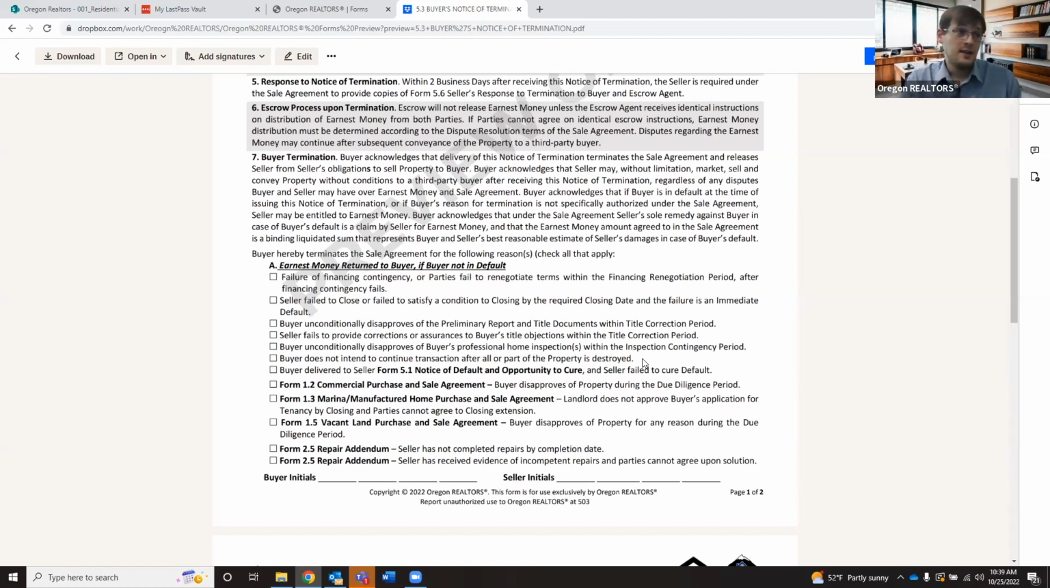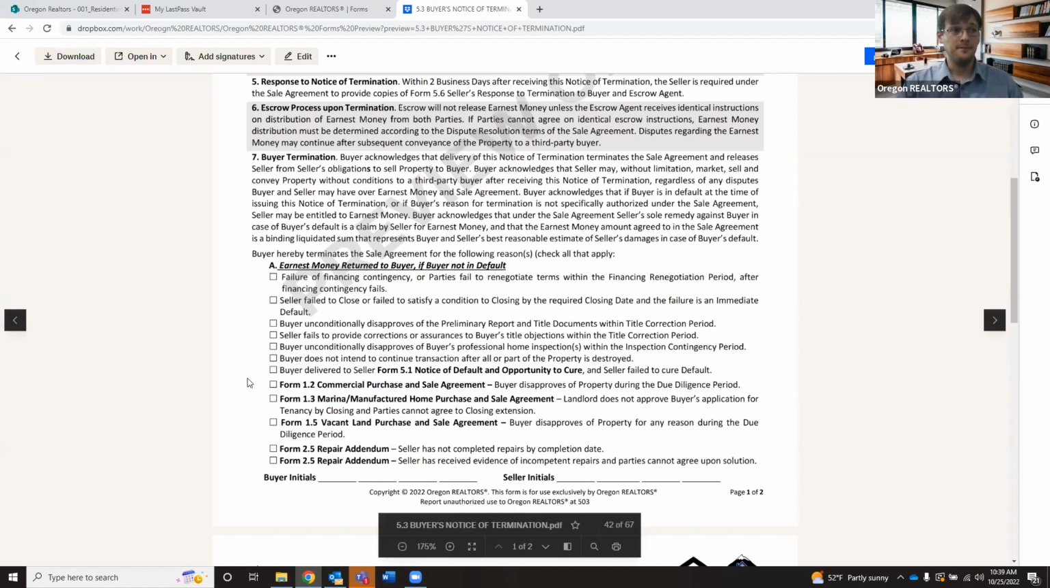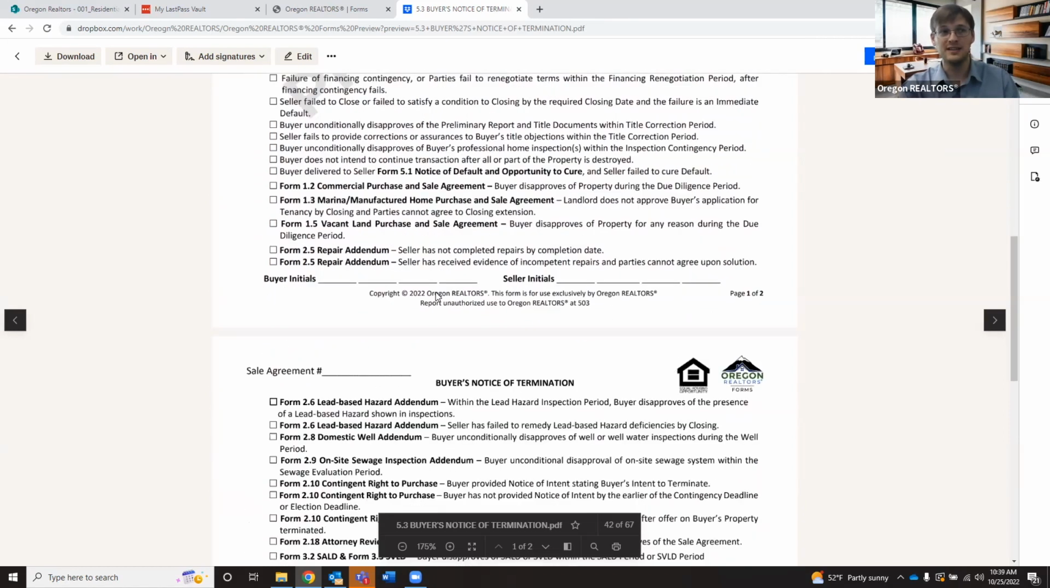And that's fine. So the buyer would then turn in this termination notice to the seller, and they'd say, seller, here's the notice of termination. I'm writing in which sales agreement we're terminating, and I'm checking the box that says I do not intend to continue the transaction because all or part of it was destroyed. So we're done here. And because he checked the box in section A, it says earnest money goes back to the buyer if they're not in default. So you have a very clear pathway for earnest money. That doesn't mean the earnest money will always go that way because there still have to be identical escrow instructions, but you'll know where earnest money is supposed to be.